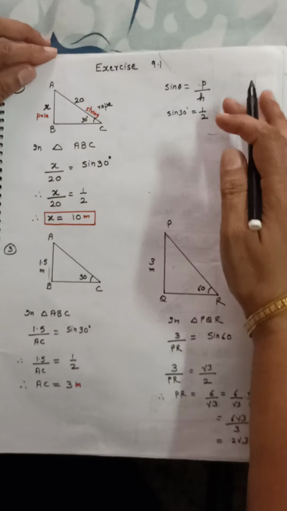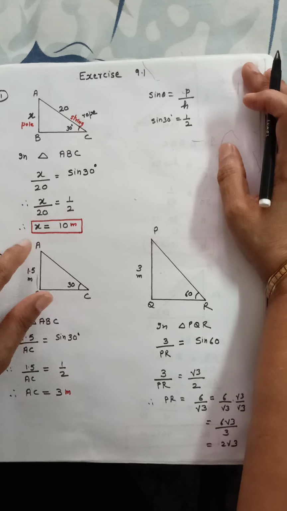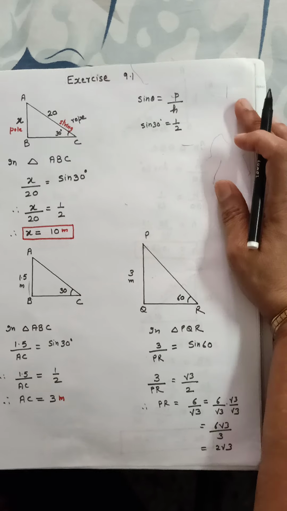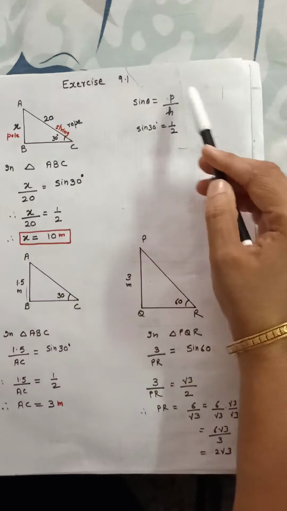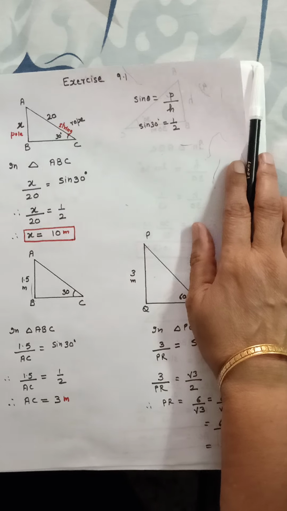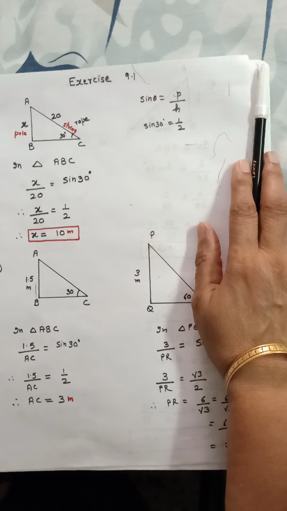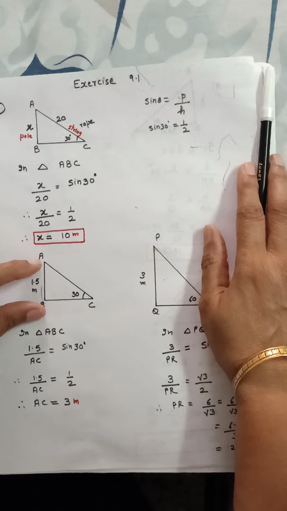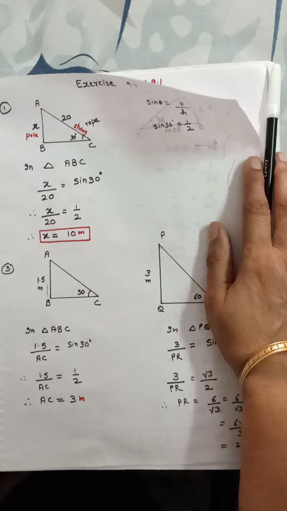What is the length of the slide? It is AC. What is the length of the slide? It is PR. Now let us consider the triangle ABC. In triangle ABC, we wish to find AC. And what is AC? It is hypotenuse. What is AB? It is perpendicular. And we know the relation between perpendicular and hypotenuse is nothing but sine theta.